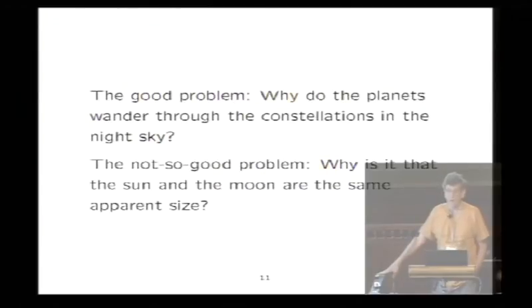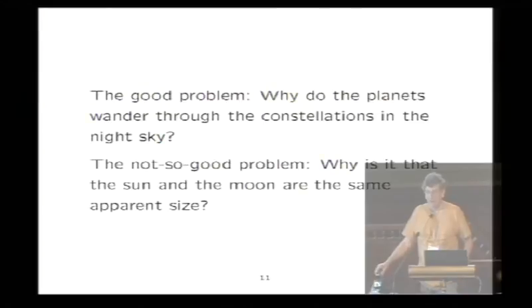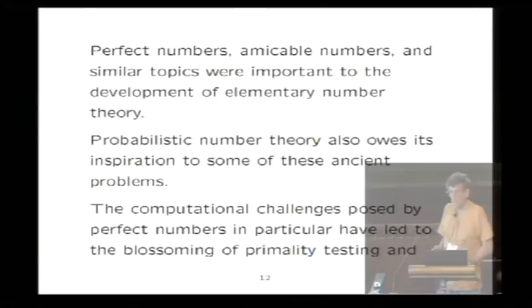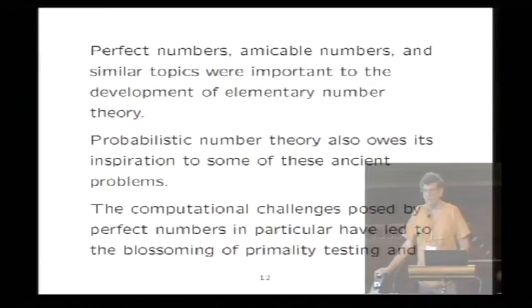The not so good problem: why is it that the sun and the moon are the same apparent size? That problem didn't lead anywhere. So you can ask the question about these ancient topics, such as perfect numbers and amicable numbers and so on, and ask, are these good problems or are they not so good? Okay, so I'd like to give a small amount of evidence on this slide and the next that they are good problems.